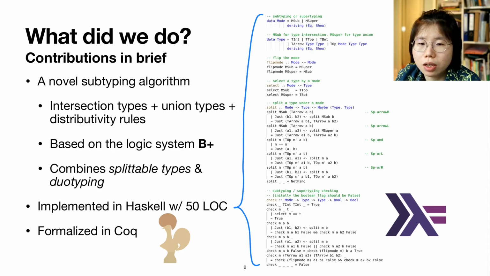The subtyping relation is based on a logic system called BCD, and our approach is a combination of two recent ideas, splittable types and dual typing. Splittable types are types that decompose into two simpler types, while dual typing is a generalization of subtyping. We have a compact Haskell implementation and a Coq formalization containing all the proofs.